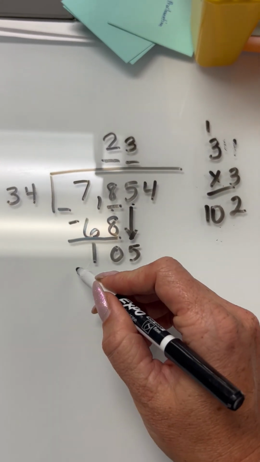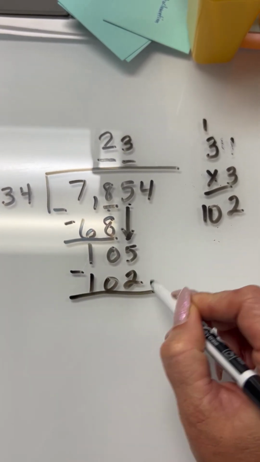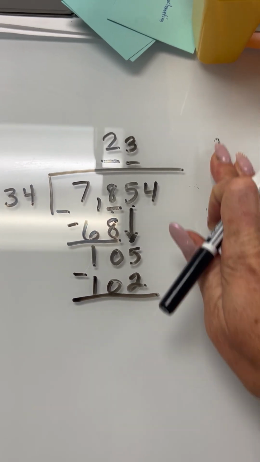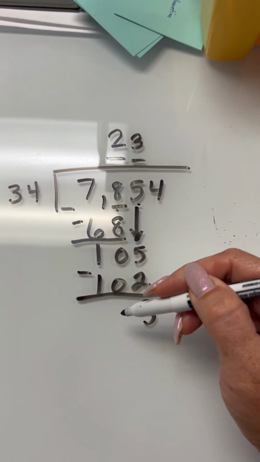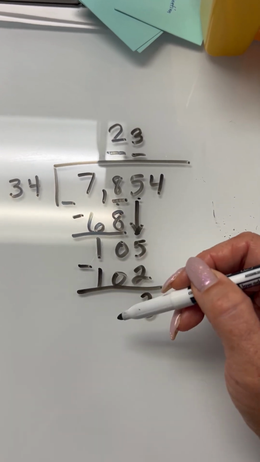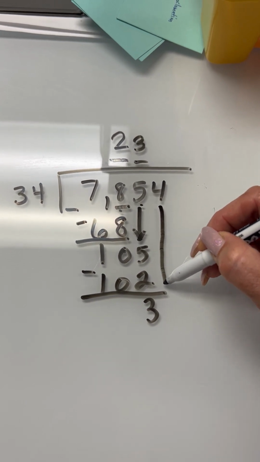And I'm going to subtract 102 from 105. So 5 minus 2 is 3. 0 minus 0 is 0. 1 minus 1 is 0. So I've got 3. And then I go ahead and I bring down my 4.